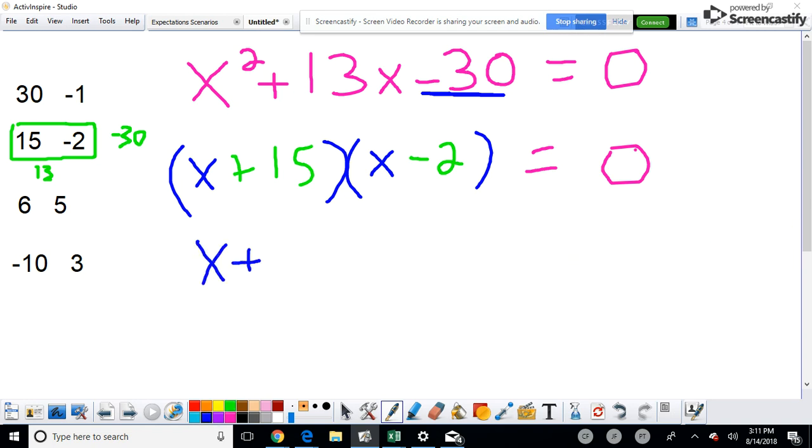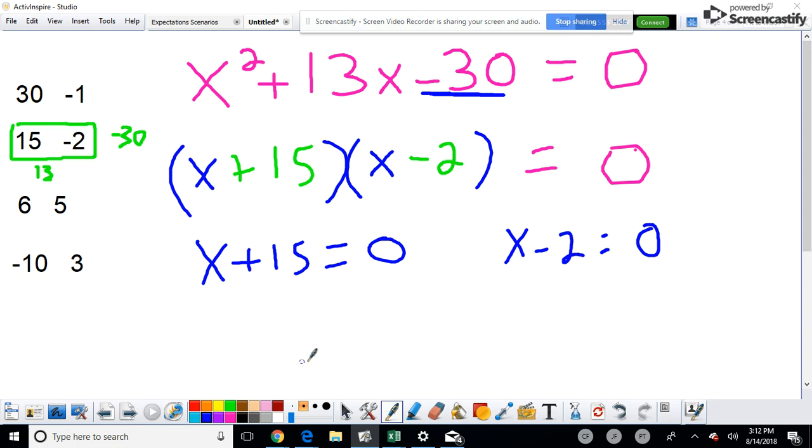You got x plus 15 equals 0, and x minus 2 equals 0. This is basically called the zero product property, which basically means if you're multiplying two things and the product is 0, then one of these has to equal 0. But the thing is, we don't know which one equals 0, so we make them both equal 0 and just explore the two answers. All right.